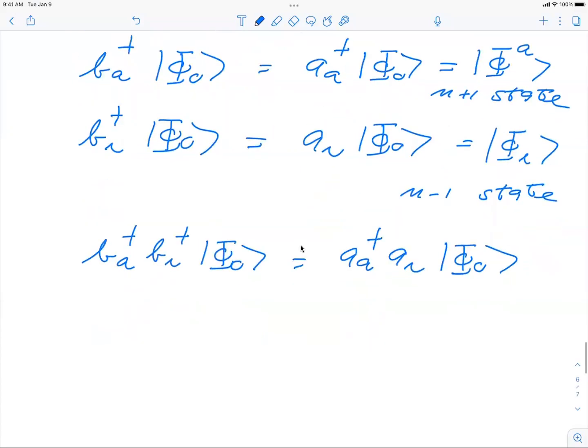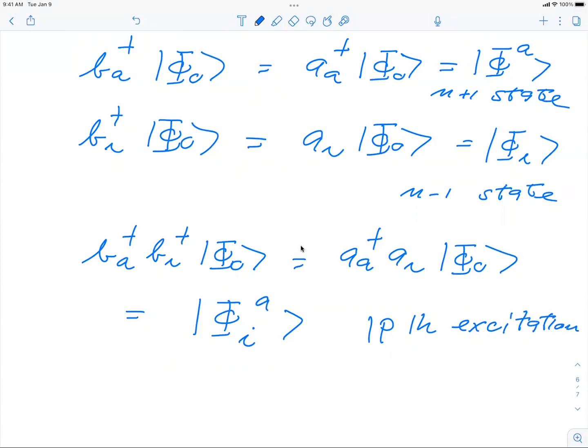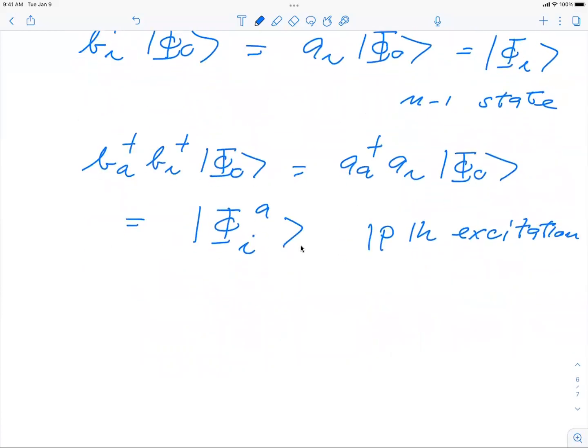The compact notation which I'm going to use goes like this now. I have an i here and an a here, and we read this as a one-particle, one-hole excitation. So these are just definitions which we need to set up now.